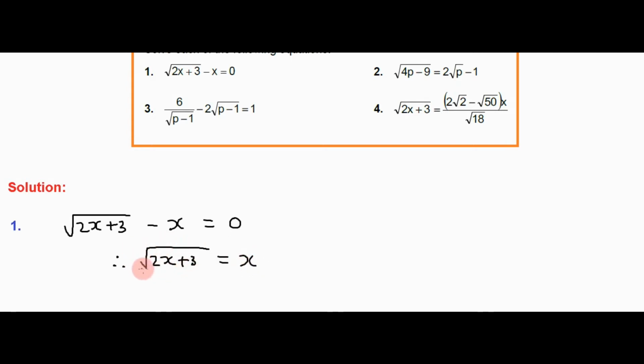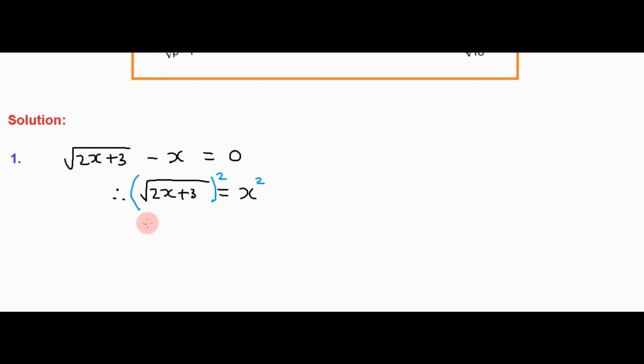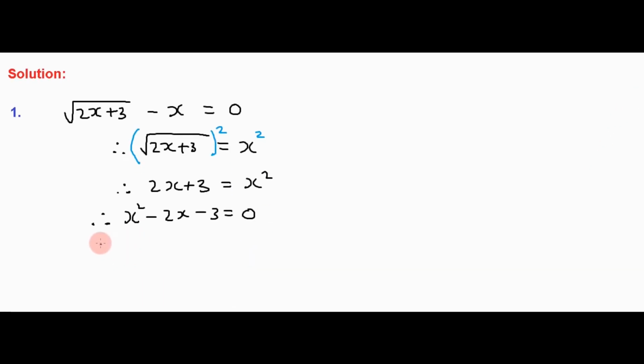Now we want to get rid of the surd here, so we square both sides. So squaring both sides. And when we square a surd, it falls away. So we're left with 2x plus 3 equals x squared. And now bringing everything to one side, x squared minus 2x minus 3 equals 0. Now we can factorize. So x minus 3 times x plus 1 equals 0.